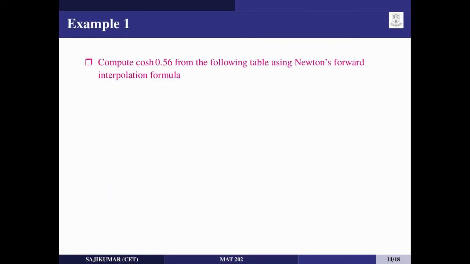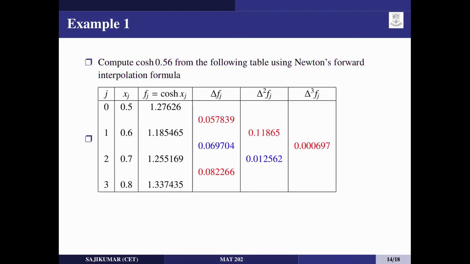Consider one example. Compute cosh of 0.56 from the following table using Newton's forward difference interpolation formula. So we have given 4 data points, 0.5 with hyperbolic cosine value 1.27626, 0.6 with 1.185465, etc., at 0.8, 1.337435. Now for these 4 data points we can compute up to third order forward differences.